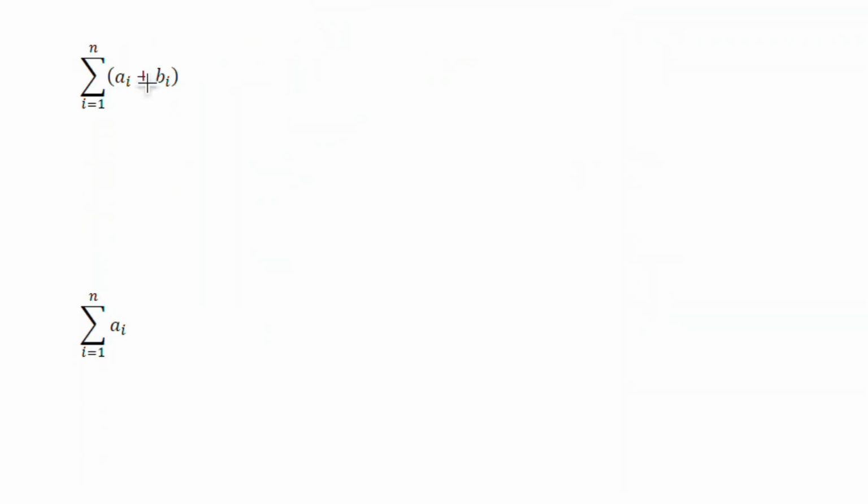Okay, let's look at the next two. So this is if we've got two sequences being added together within our sigma notation. So let's think what's happening. The first one is a1 plus b1. The second one is a2 plus b2. The third one is a3 plus b3. And that keeps going up to an plus bn.